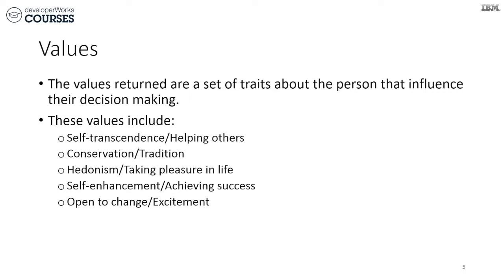Then there's hedonism and taking pleasure in life, and this is if a person seeks pleasure and sensuous gratification for themselves. Next is self-enhancement, or achieving success, and this is how much a person seeks personal success for themselves. And then lastly is open to change, or excitement, how much a person emphasizes independent action, thought, and feeling, as well as readiness for a new experience. So again, these values will give you an idea of what the person's personality is like, but this is just based on how they would make decisions, basically what's their driving factors in the choices they make.